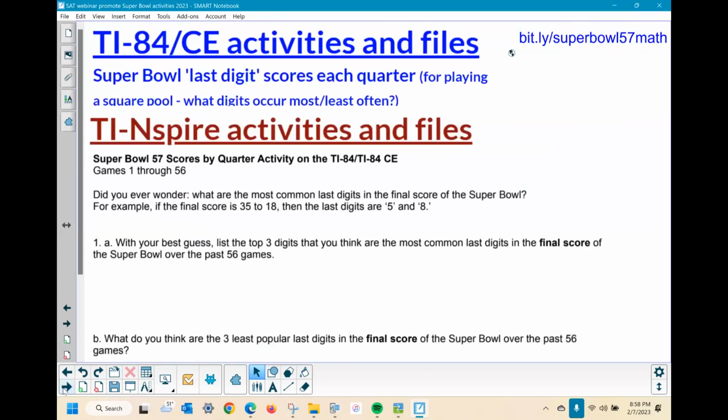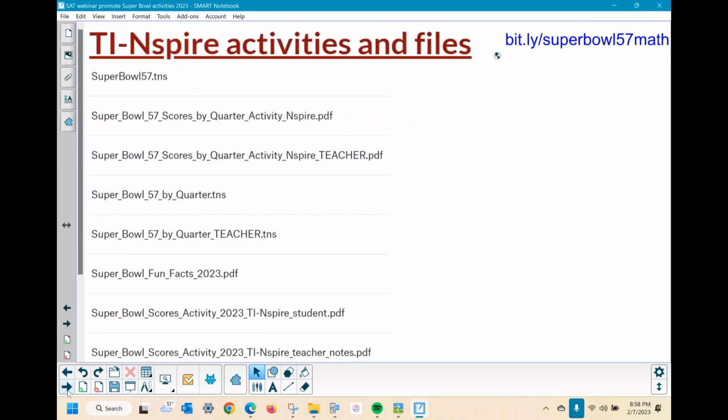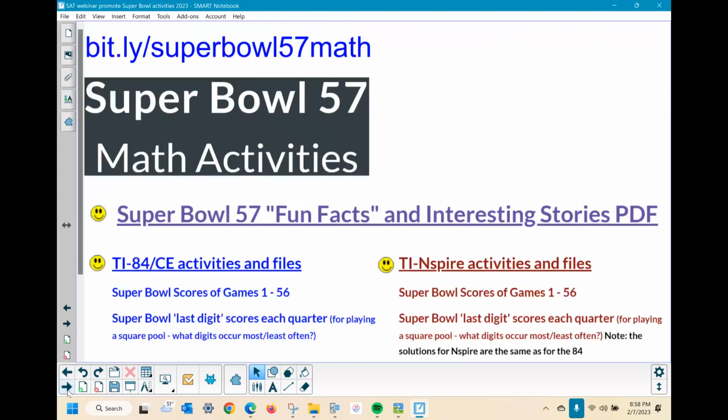So, but the activities, hopefully you'll find interesting. One of them is on the last digit scores for each quarter. So any of you who do the pools, it'll tell you what the most popular numbers are and what the least popular numbers are. And I have some activities about those. You also have all the programs and everything that go with it, the teacher notes, the student activity, and so on for both Inspire and the 84. And the other one is the Super Bowl actual scores. What's the largest winning score, smallest winning score, and so on. And you can do that on both the 84 and the Inspire. So if you're interested in those things, there's your link to it.